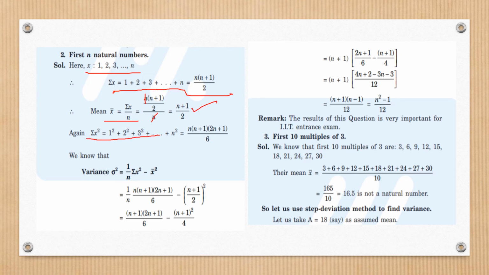What is summation x square? Square of these terms. This also we have done in sequences and series. Sum of square of first n natural numbers is n into n plus 1 into 2n plus 1 by 6.